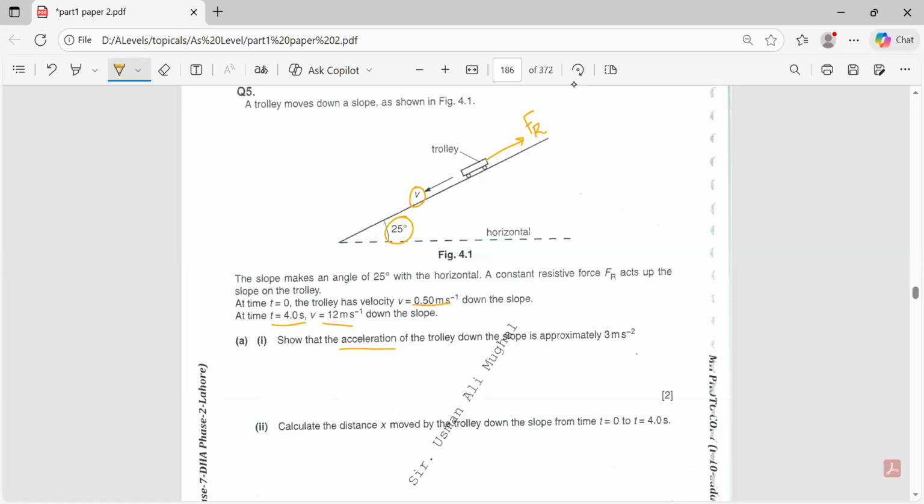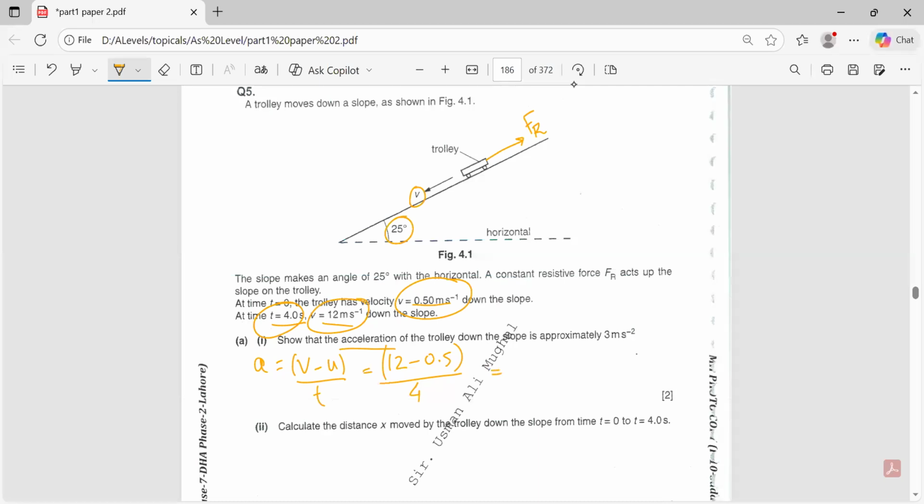Question says find the acceleration. So acceleration is found from what formula? Final velocity minus initial velocity, whole divided by time. What is the final velocity? Final velocity will be considered at time 4 seconds, so this will be equal to 12. What is the initial velocity? The initial velocity is 0.5, whole divided by the time. How much time is this happening in? This is happening in a time of 4 seconds.